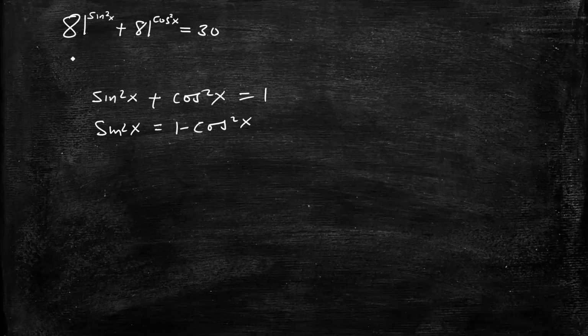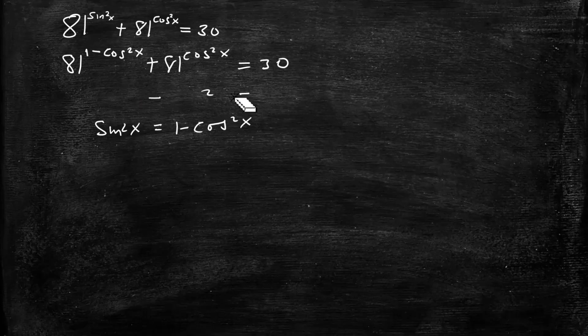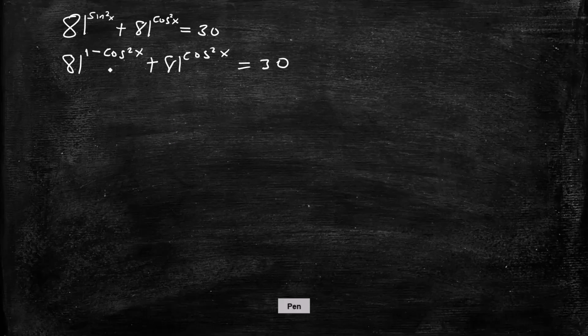Going back to the question, where you see sine squared x, I'll put 1 minus cos squared x there. So I have 81 exponent cos squared x equals 30. Now we have common terms here, so we are working in terms of cos.